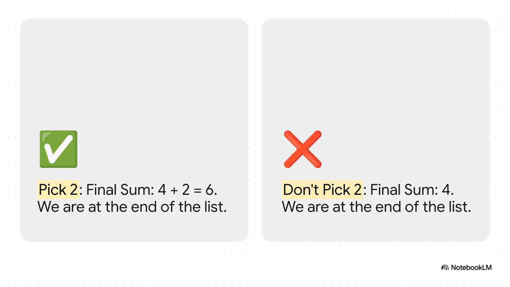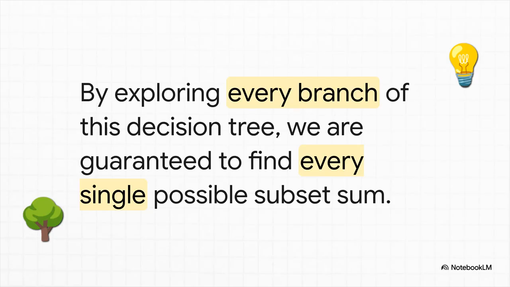These are 2 of our final answers. So you can see how that one specific path, where we decided pick 3, then pick 1, and finally pick 2, led us directly to the subset sum of 6. And here is the absolute beauty of it. If we just systematically explore every single branch of this tree, every left turn and every right turn at every level, we are mathematically guaranteed to find all 8 possible sums. We won't miss a single one.